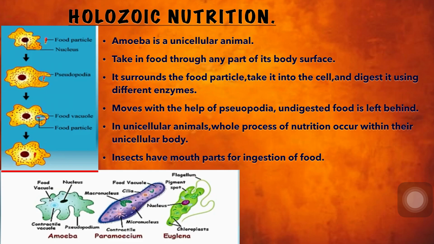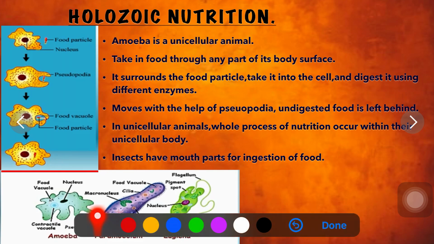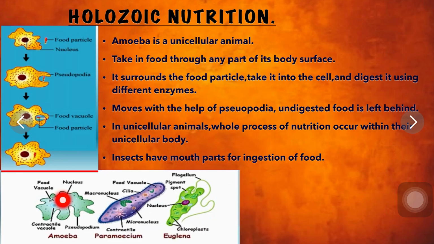The next topic in nutrition in animals is holozoic nutrition. Students, amoeba does not have organs like hands and mouth. It is a unicellular animal. It can take in food through any part of the surface of its unicellular body. It surrounds the food particle from all sides to take it into the cell. After that, it digests the food with the help of different enzymes present inside its body.